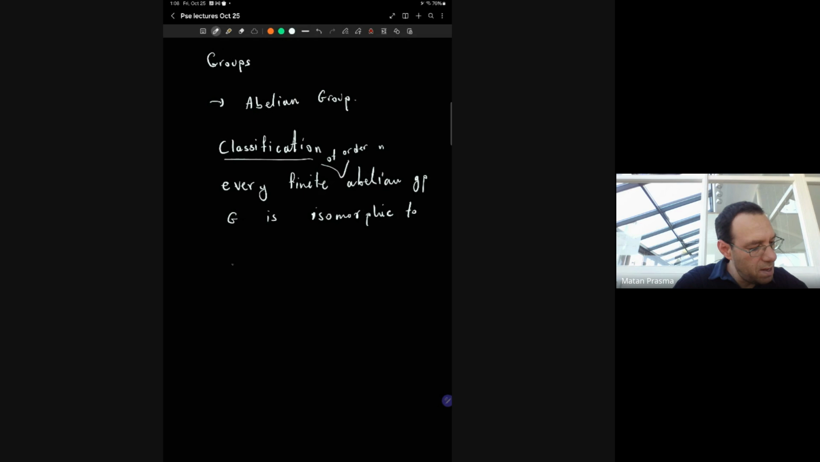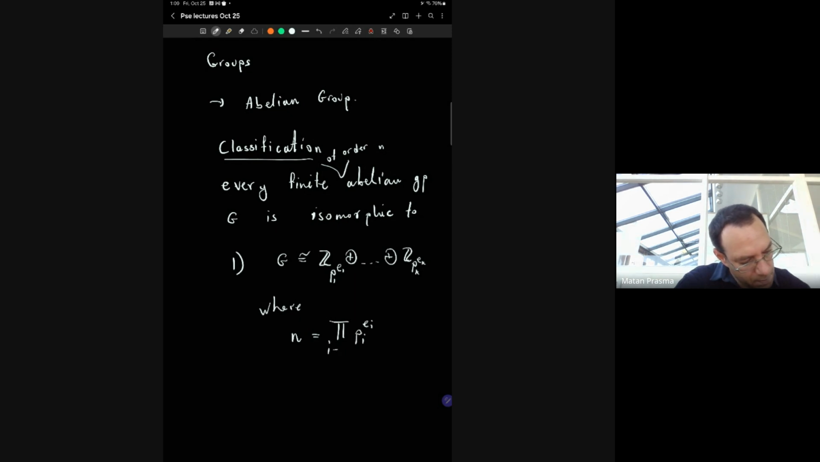One way to write this isomorphism is integers modulo p1 to the e1, direct sum, up to integers modulo pk to the ek, where the product of the pi to the ei is the prime decomposition of n.